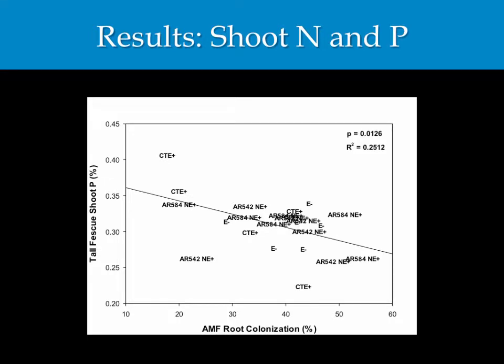The only measurement that I found significantly correlated with AMF colonization rates was tall fescue shoot phosphorus. And while the actual correlation coefficient was rather low, you can see that as shoots were more deficient in phosphorus, they were relying a little bit more heavily on those AMF root colonization rates. And this is what you would expect to see and is supported by other studies.